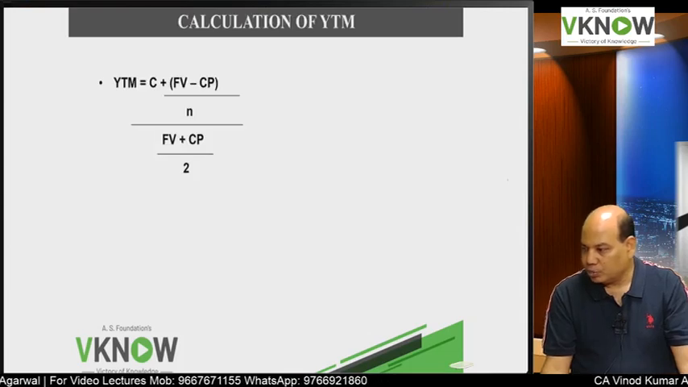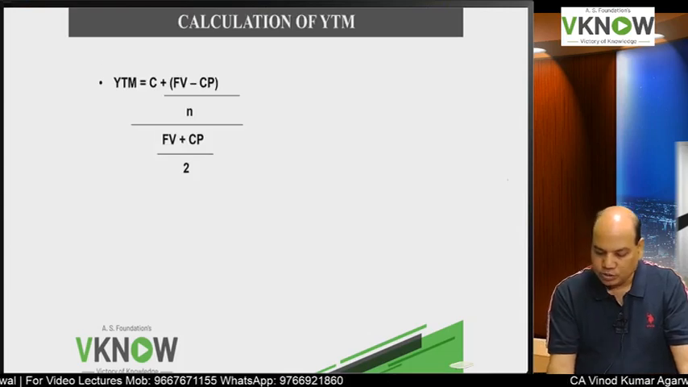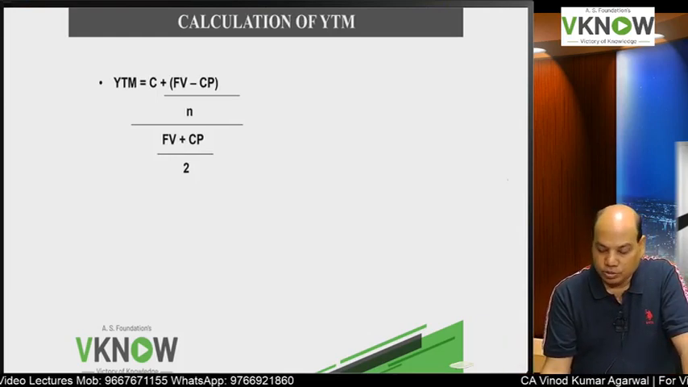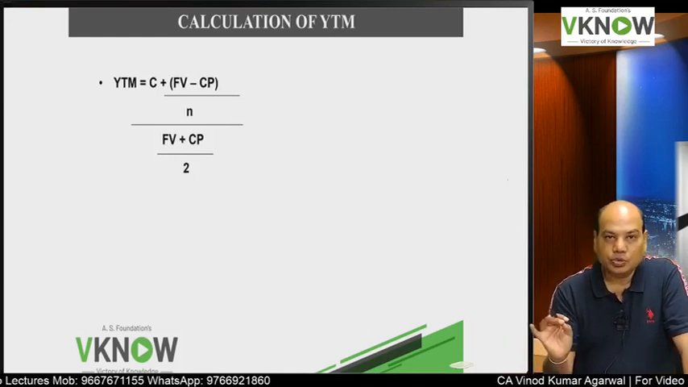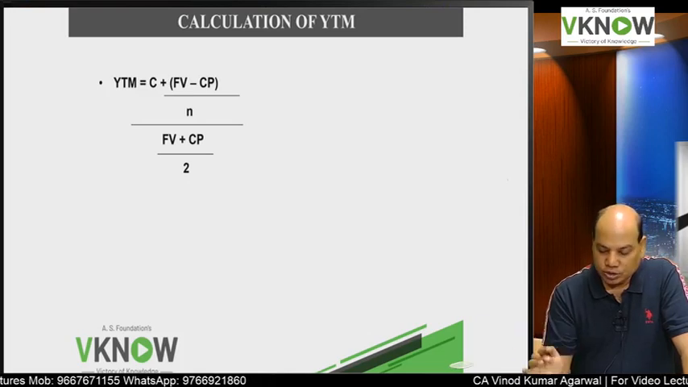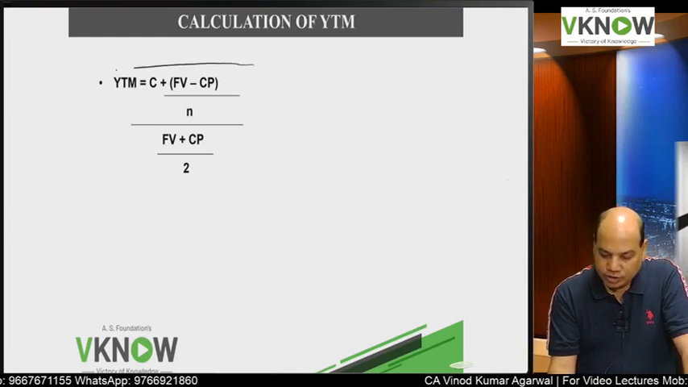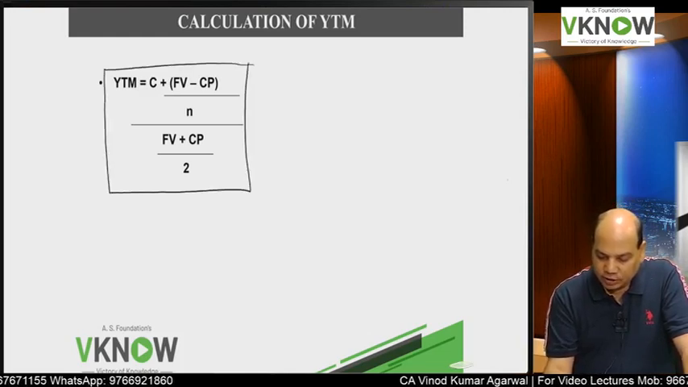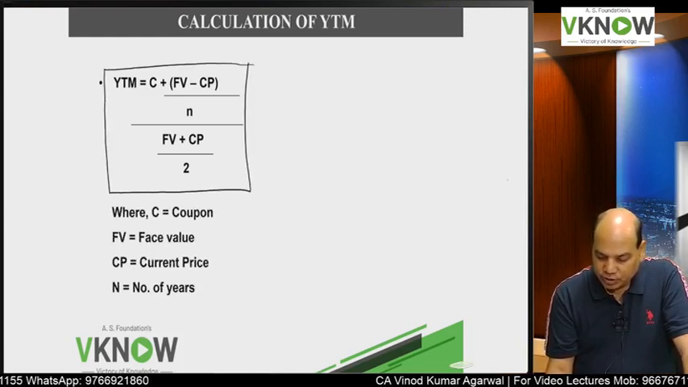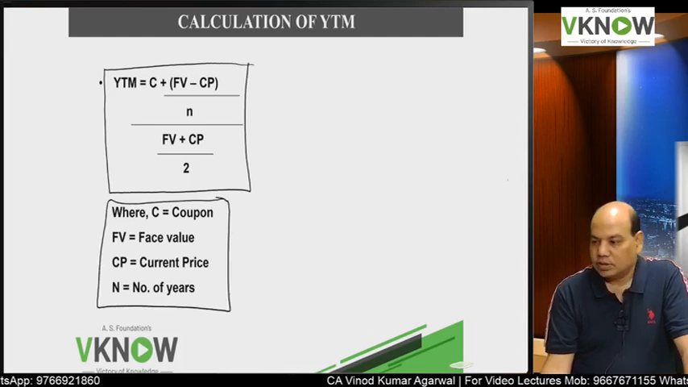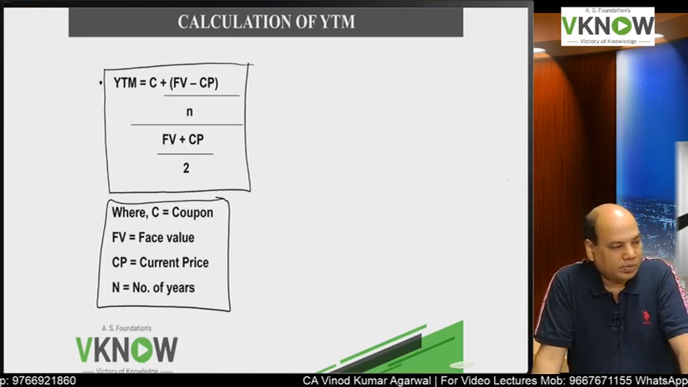Now I will compute YTM using formula because it's a coupon bond. So using formula will compute. You can also compute using IRR. Both are okay. So first write the formula. Always in the exam, write the formula first. Explain the terms used in the formula. Then solve for exam purpose.